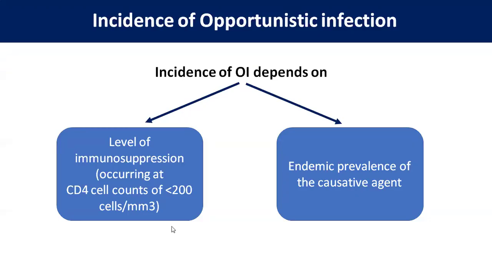So the incidence of OIs depends mainly on the level of immunosuppression, occurring at CD4 cell counts of less than 200, as I mentioned earlier. Then the endemic prevalence of the causative agent. So patients with CD4 counts less than 200 depends on the status of the immune system or immune suppression within the patient, and the area, whether it is endemic or non-endemic for that particular causative agent.